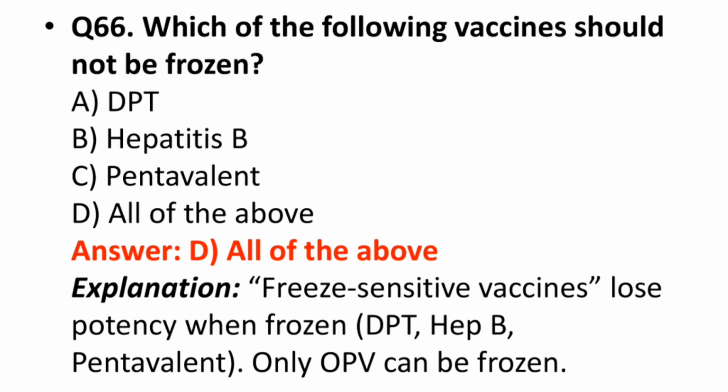Which of the following vaccines should not be frozen? Option A DPT, option B hepatitis B, option C pentavalent, option D all the above. The correct answer is option D, all the above. Freeze sensitive vaccines lose potency when frozen, like DPT, hepatitis B, and pentavalent vaccine. Only OPV can be frozen.